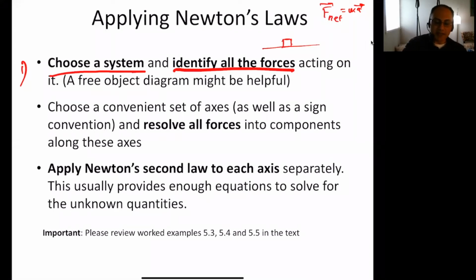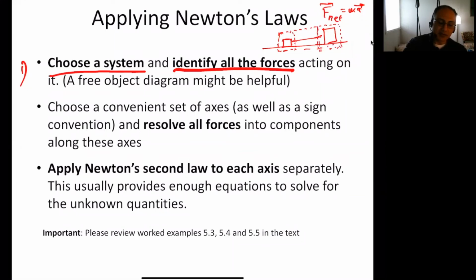If you have a more complicated situation, suppose you've got two boxes and they're connected by a rope, then it's up to you what you want to call your system. You can make the whole thing your system. And I like to put a dashed rectangle around my system just to clarify what I'm considering my system. You can take the whole thing to be your system, or if you want, you can also make one of the boxes your system, or make the other box your system. So that's up to you.